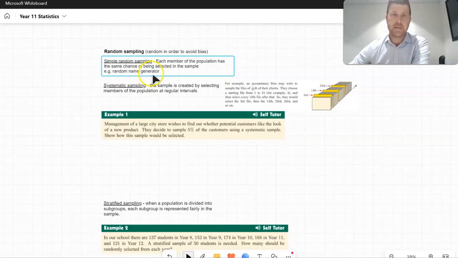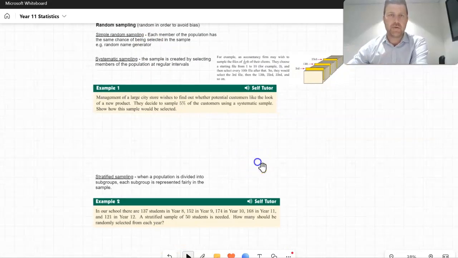Simple random sampling is essentially just choosing members at random, where every member in that population has the same chance of being selected in the sample. It might be names in a hat, it might be a random name generator, but everyone essentially has the same chance of being selected for the sample. We won't go through an example of that because it's pretty straightforward, but I will show you a process used for systematic sampling.